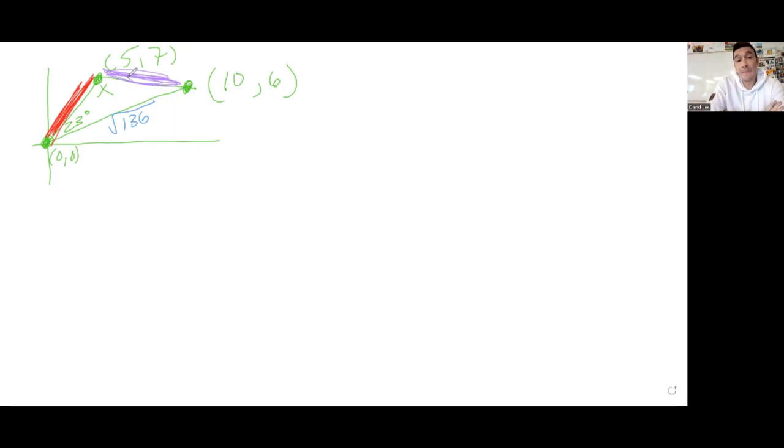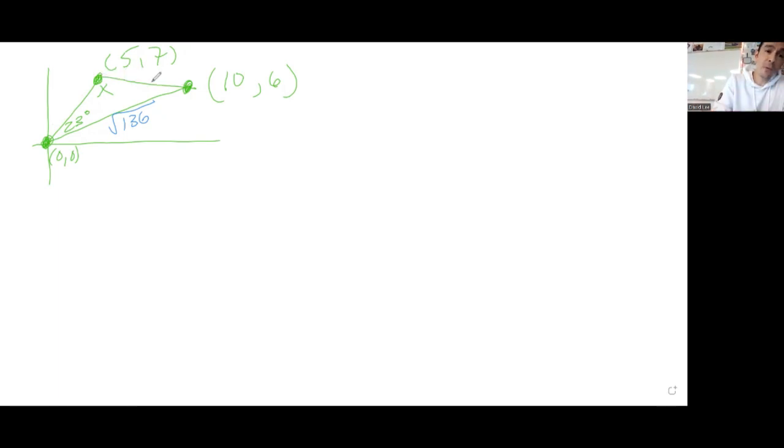Me personally, the one I would find next, I would find color purple. And here is why. Because across from purple, I know the angle. Across from the red, I don't know that angle. So my strategy is going to be find the purple side, like Pythagorean theorem, and then go law of sines. So let's make sure this works out. So let's focus now on this purple.